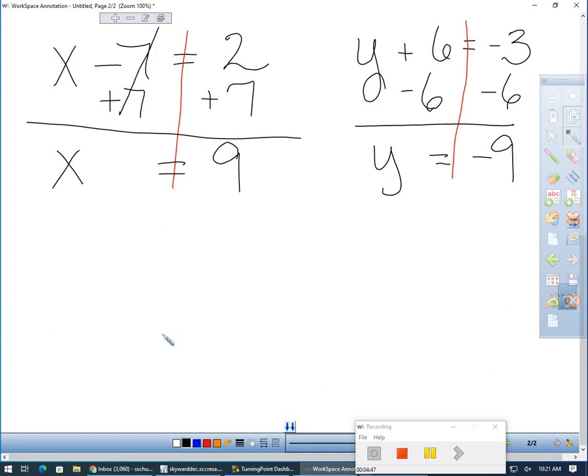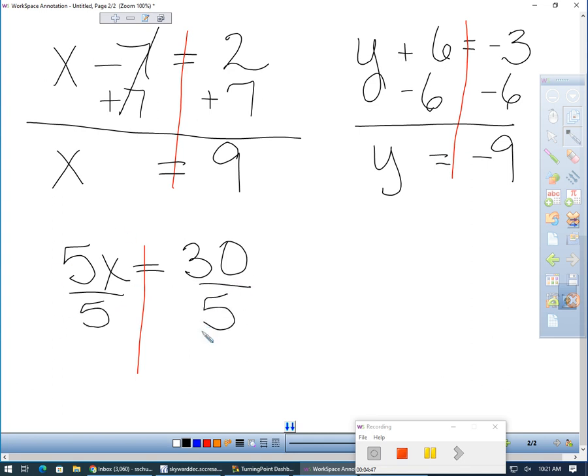Continue. Here's my next one. Let's say I have 5x equals 30. Okay, 5 is multiplying x, so Keegan's right. We're going to divide by 5. Whatever we do to one side, we have to do to the other. So our 5's cancel over here when we get x equals 6. So far I've added, subtracted, and I divided.